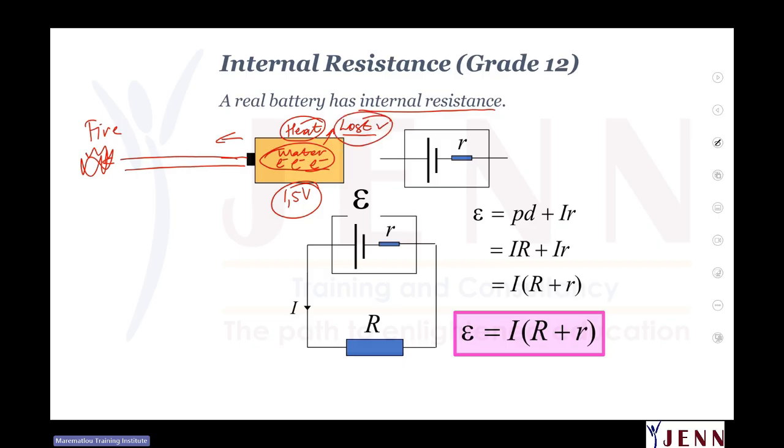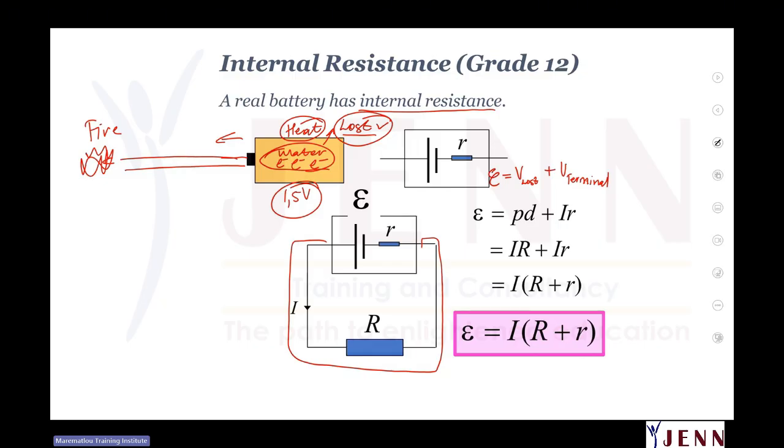So the EMF, as you see it here, is the maximum potential difference. This is the potential difference that is lost due to internal resistance. And the potential difference that goes out, which we call the terminal potential difference. So we have EMF equal to potential difference lost plus terminal potential difference. Okay, so what is terminal potential difference? This is terminal potential difference. That is the energy provided to the external circuit.